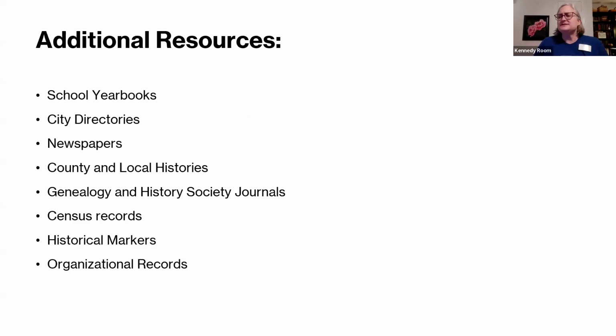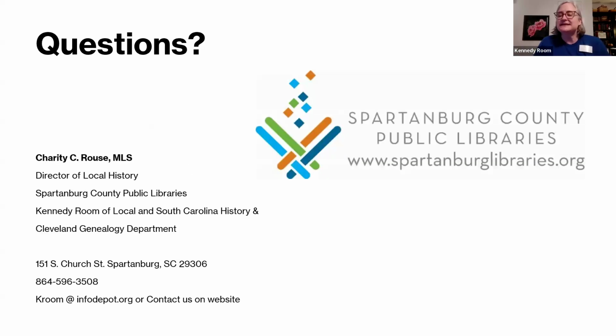And then, the additional resources, which are more the things that we as genealogists tend to think about: school yearbooks, city directories, newspapers, county and local histories, genealogy and historical society journals, census records, historical markers, organizational records, like the Virginia Company records that I need to take a deeper look in because Nathaniel Bass and Humphrey Bass were involved in that company. So, I hope you've been putting some questions in the chat. We have time for a few.